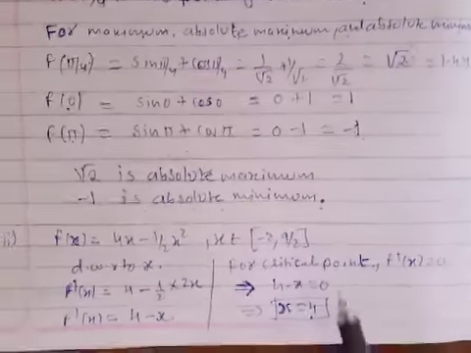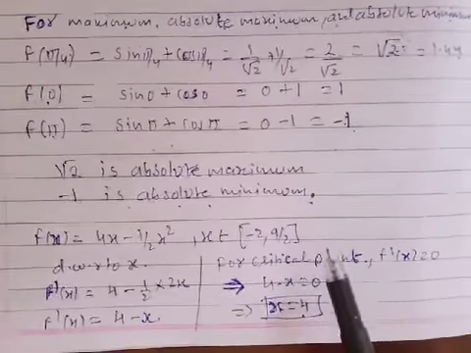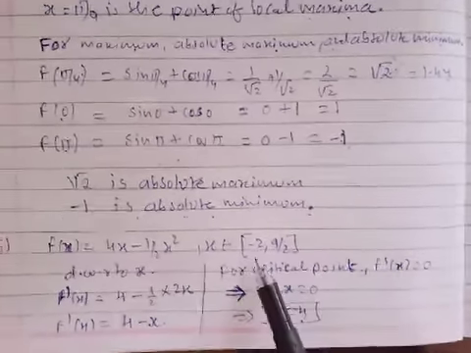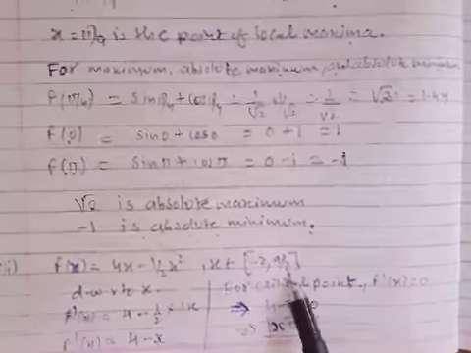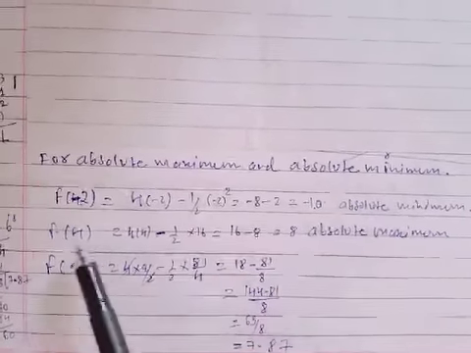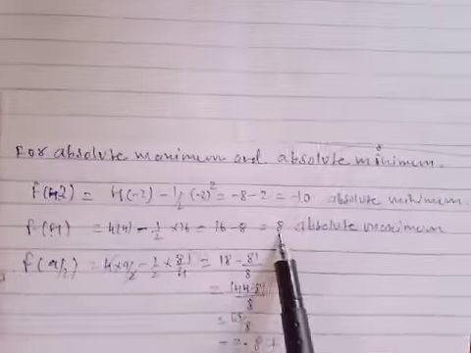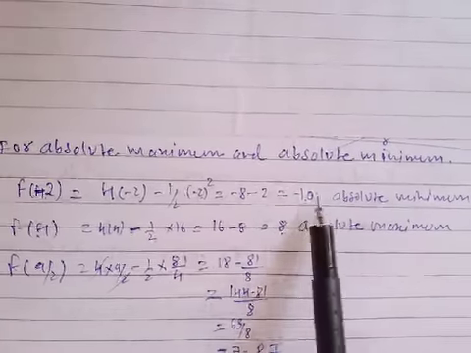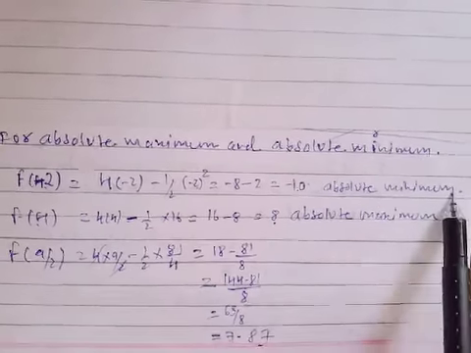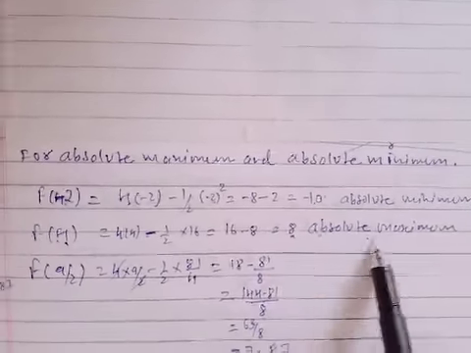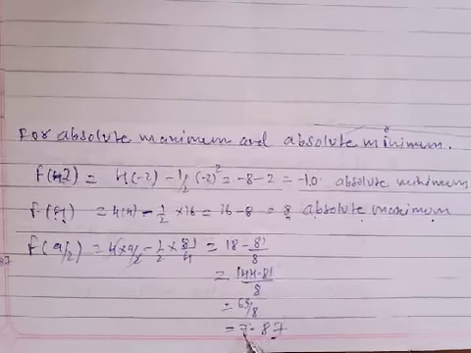So what do you have to check? Here we are finding the absolute minimum and absolute maximum, so at 3 points you have to check: first at the critical point 4, then at the end points of the closed interval, minus 2 and 9 by 2. F of minus 2, you will get minus 10. F of 4 is 8, and f of 9 by 2 is 7.87. So minus 10 is the minimum value, so it becomes the absolute minimum. F of 4, which is also the critical point, becomes the absolute maximum because 9 by 2 gives 7.87.